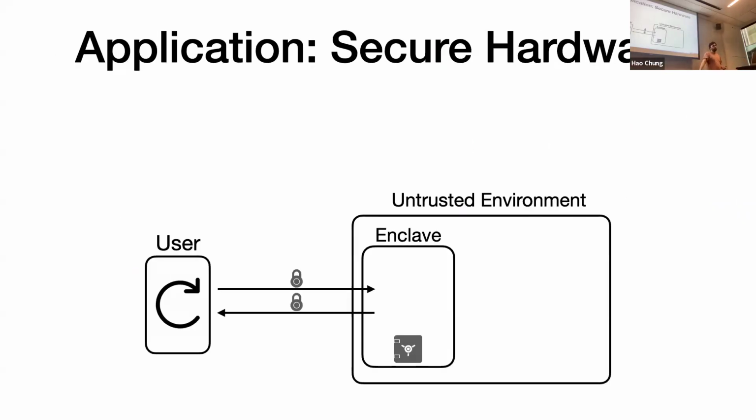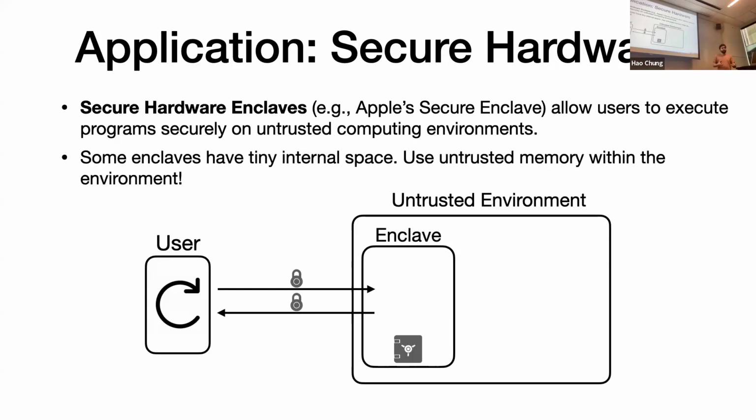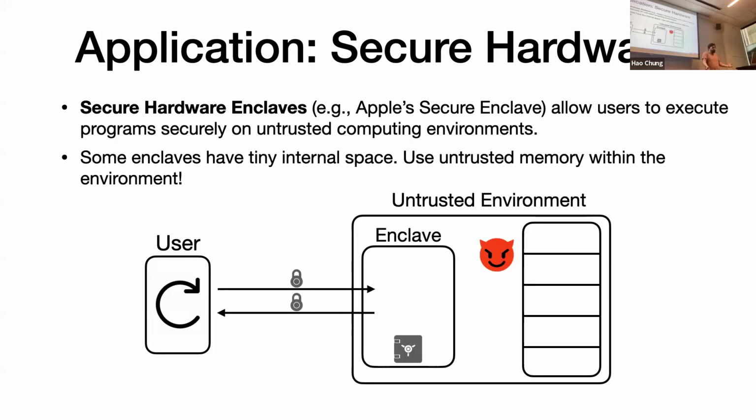Another application is in secure hardware. Some hardware enclaves allow users to execute programs securely, even within computing environments that are not trusted. But an issue with some of these enclaves is that they don't have a lot of internal space that's trusted. So what you can do is use external space to the enclave as memory. And if you run the memory checker instance within the enclave, you now have the promise that whatever computation you're running is going to get the correct answer back to the user.